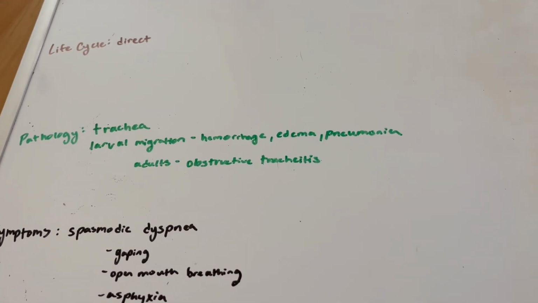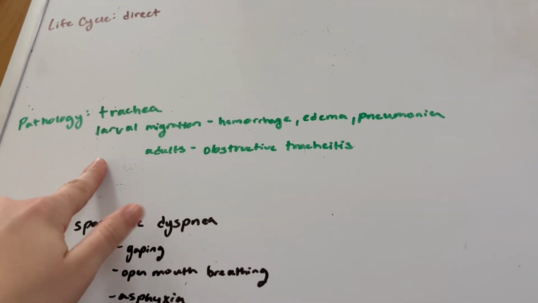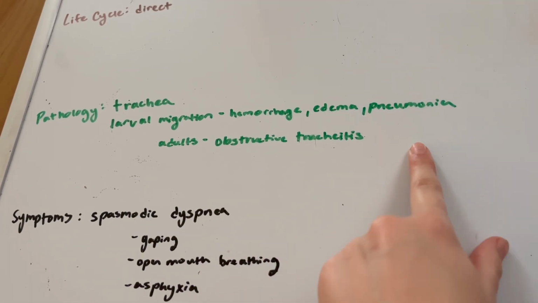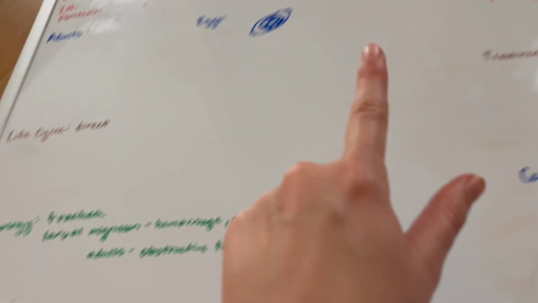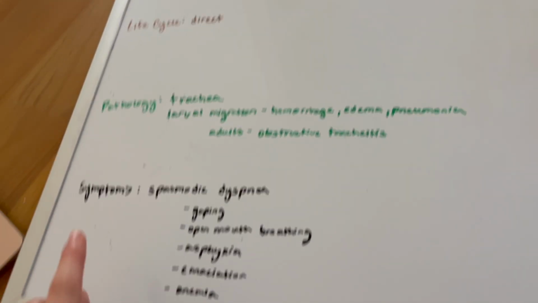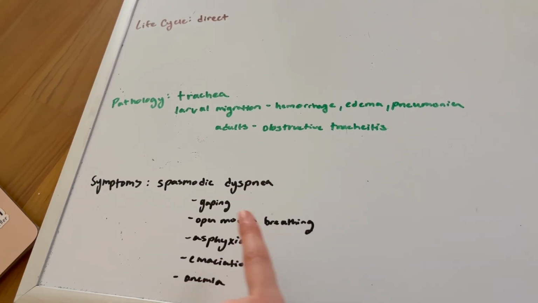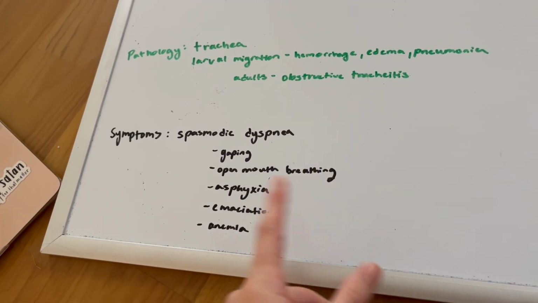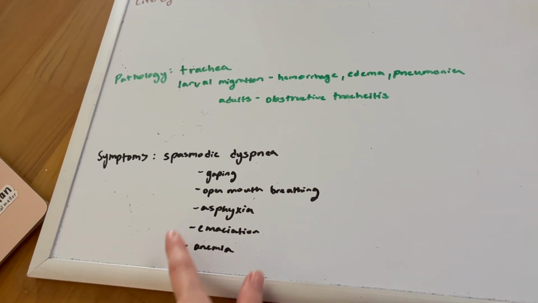Pathology, it goes to the trachea, but there are 2 different ways that it can cause damage. If it's the larva, as they're migrating, it can cause hemorrhage, edema, and pneumonia. The adults themselves, though, can cause obstructive tracheitis, which is where the name trachea comes from. Symptoms is what is called spasmodic dyspnea. So it'll be basically it's suffocating and trying to breathe. So gaping, open mouth breathing, asphyxia, and then with that larval migration, you may have some emaciation and anemia.